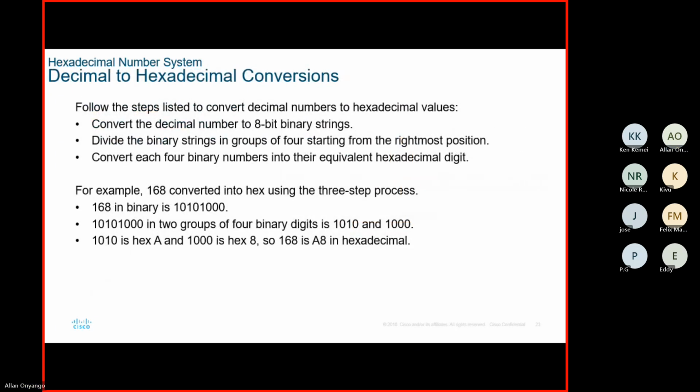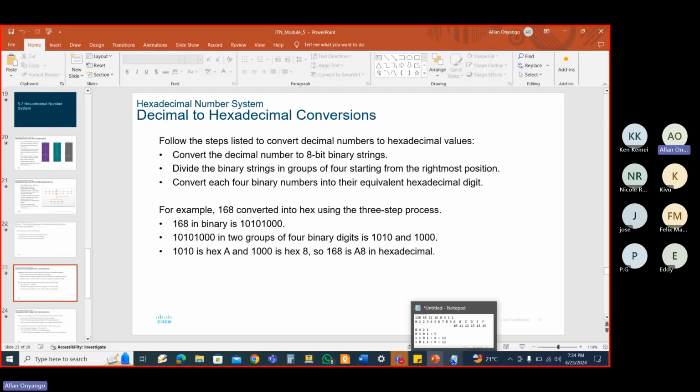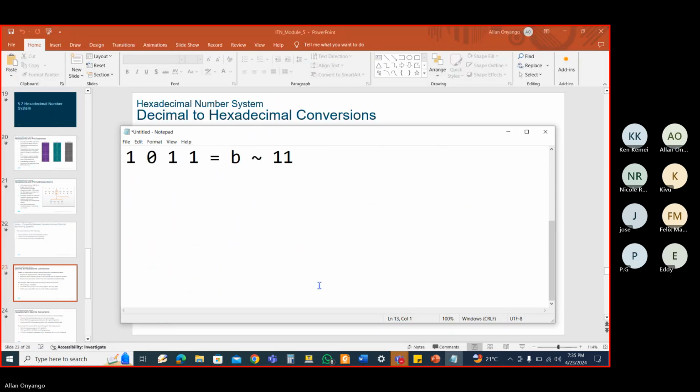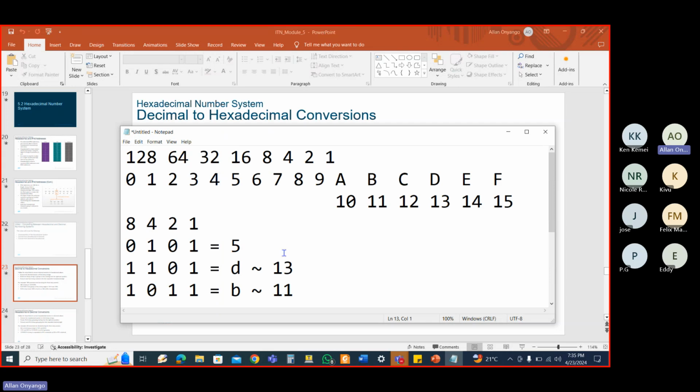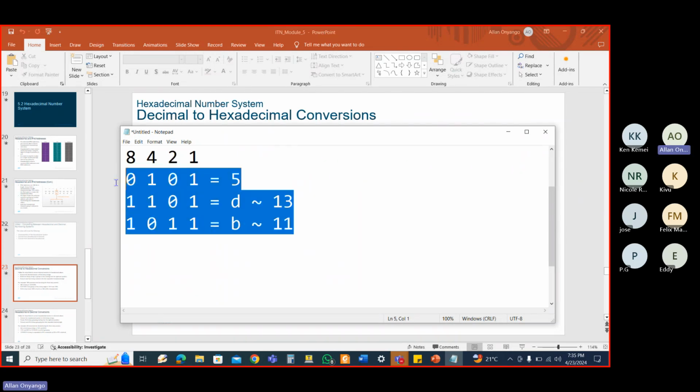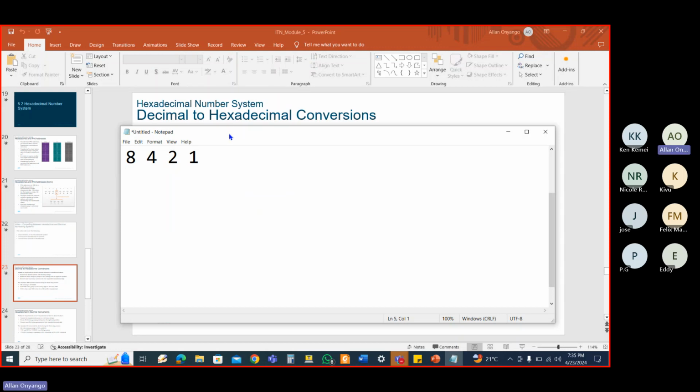So, I need to get my notepad so that you understand it. So, check this out. Oh, sorry. I'm gonna remove these ones.